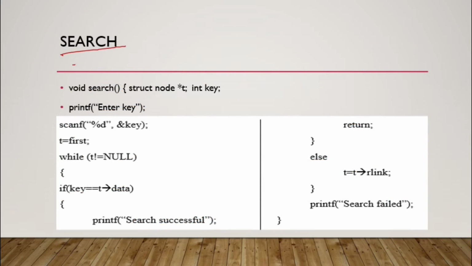Next is nothing but the search function. So how do we search? Students, as in the singly linked list, here also to search we need one key. So for that key we are searching. So how do we exactly search?